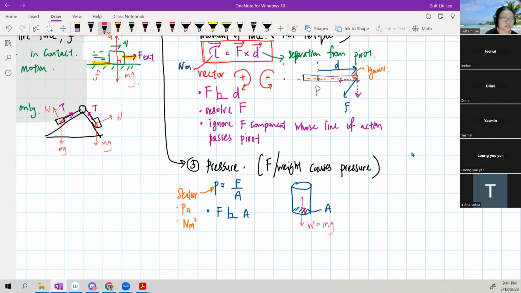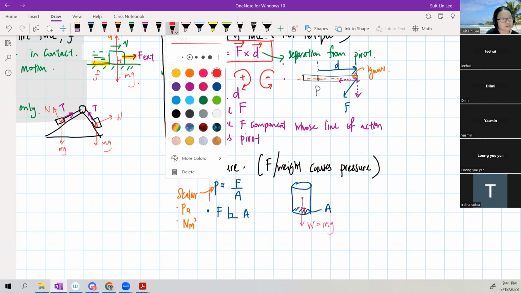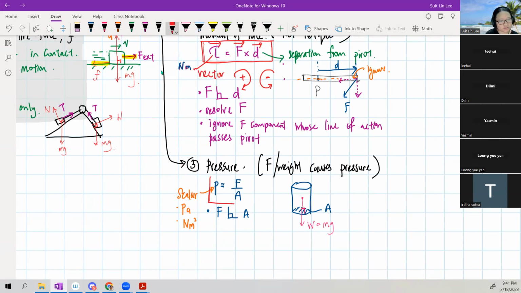Okay, so force is 90 degrees to A, but we can also put this on an inclined plane. So if it's not 90 degrees, you know what to do. Resolve if needed. Okay, so I think I want to write that down. You should know by now. If it's not 90 degrees, resolve if needed.